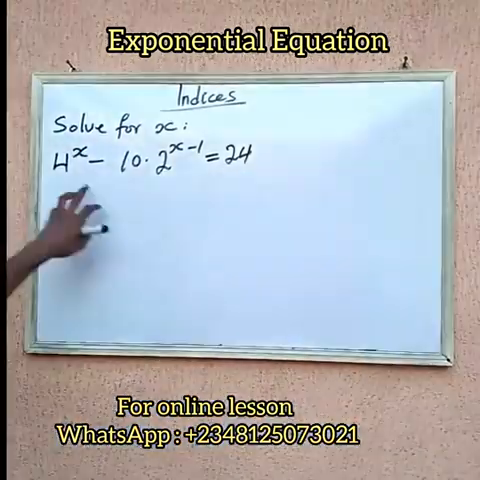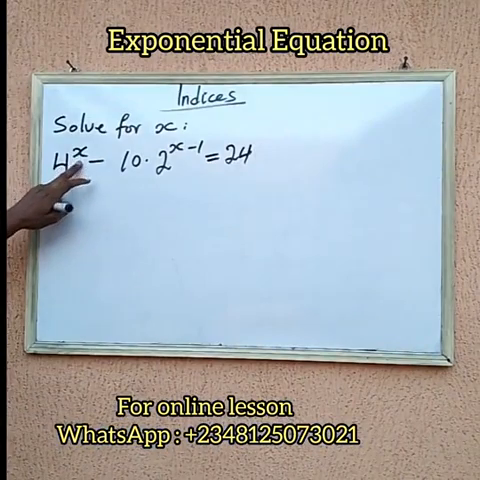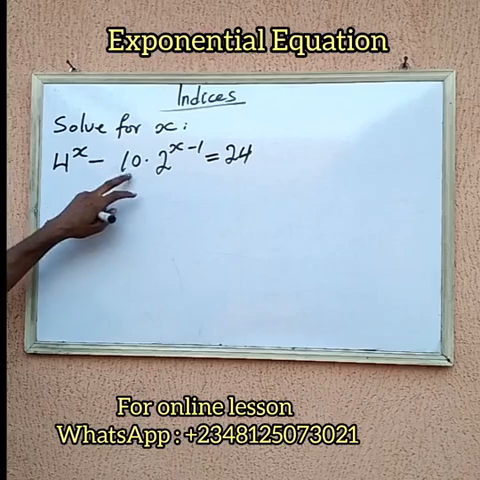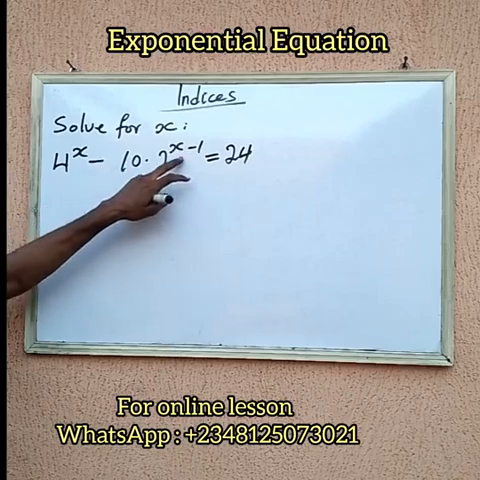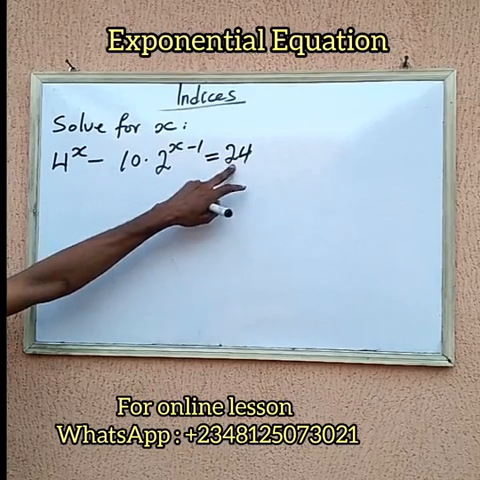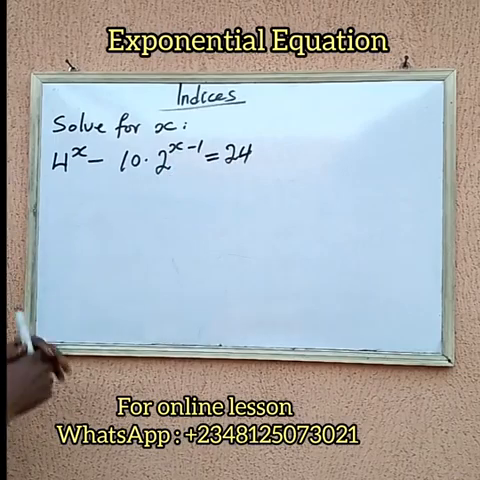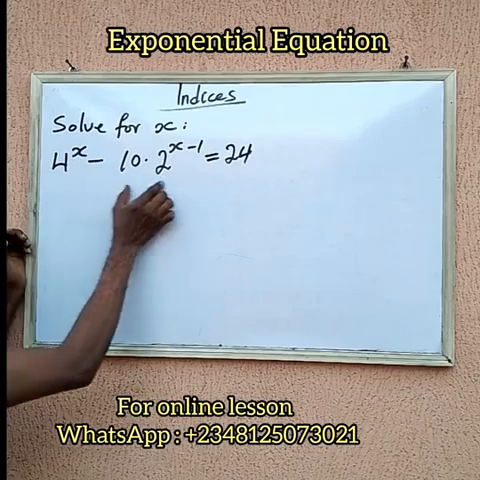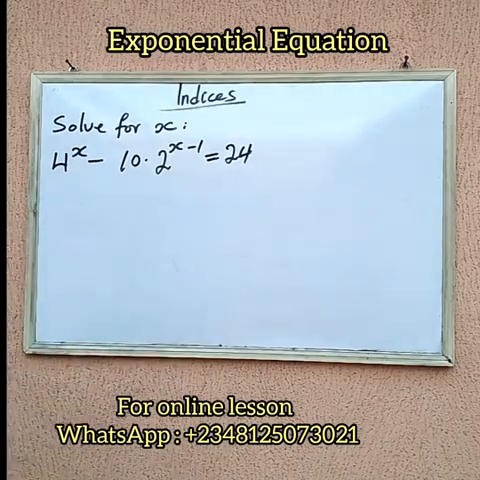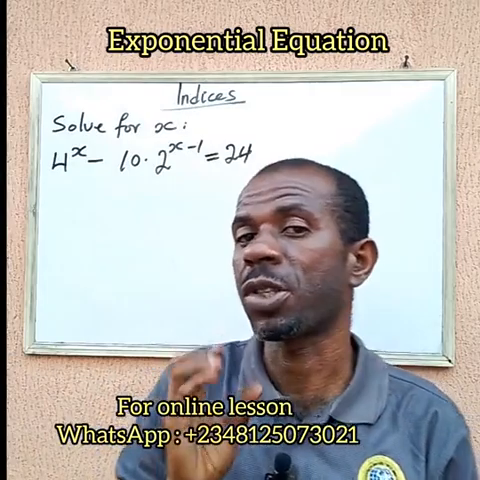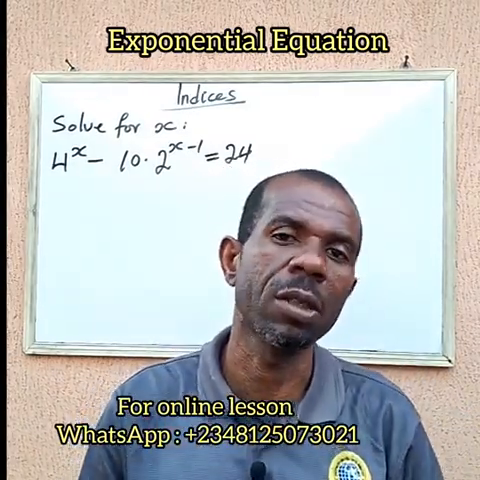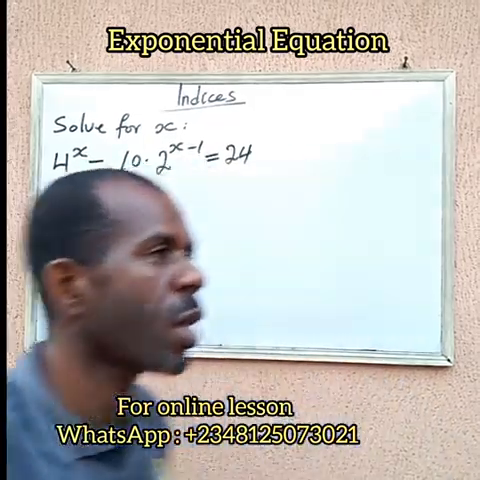So we have 4 raised to the power x minus 10 multiplying 2 raised to the power x minus 1 equal to 24. Whenever you come across this type of exponential equation, have it at the back of your mind that at the end of the day, you are going to result into a quadratic equation. So let us do it now, step by step.